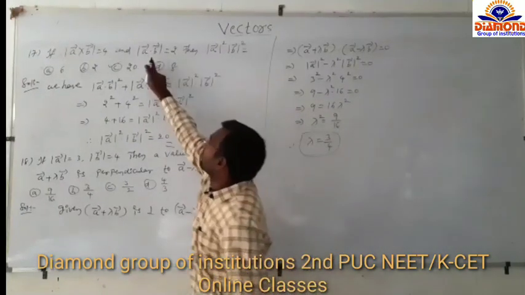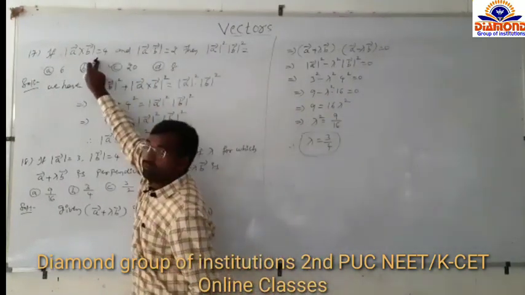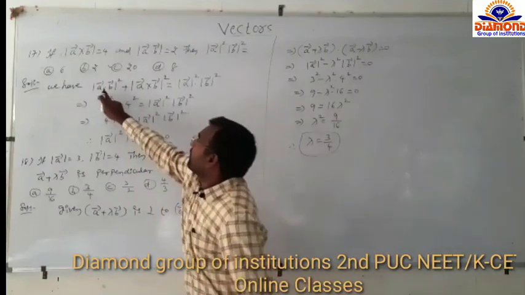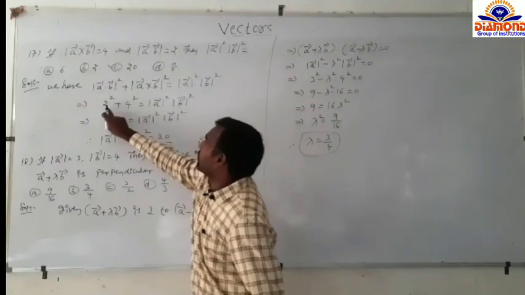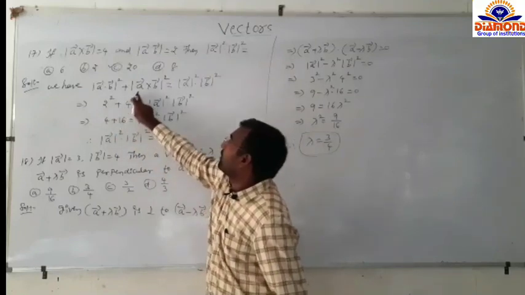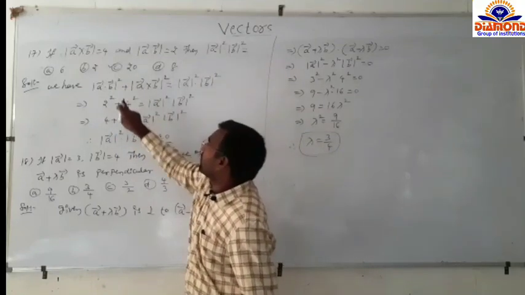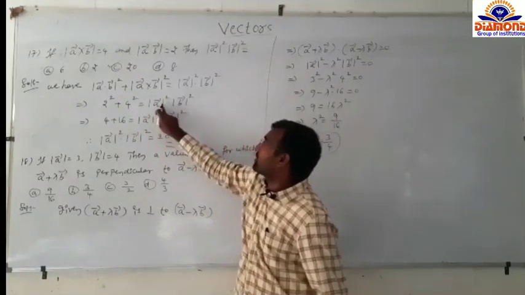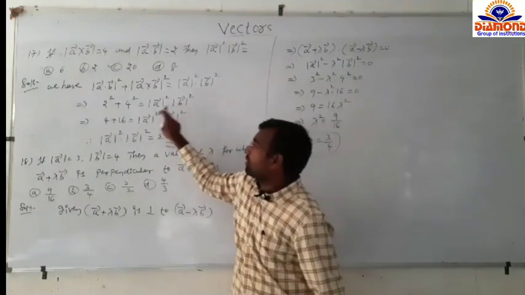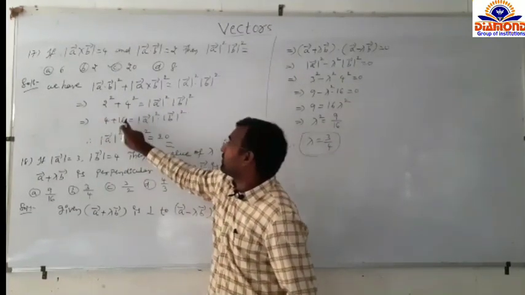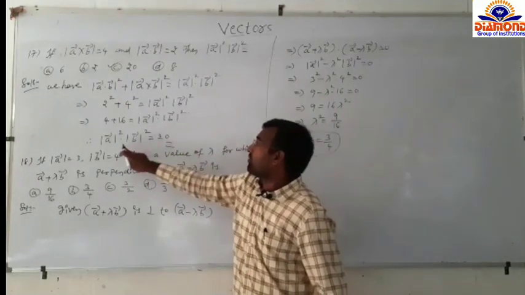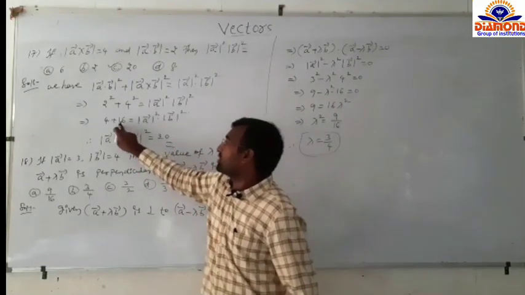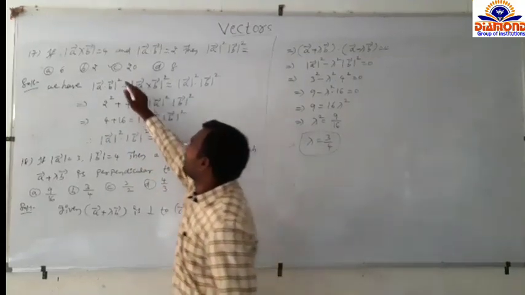Already values given: dot product value 2, cross product value 4. Substitute values. Modulus of A dot B whole square, in the place of A dot B you can substitute 2. So 2 square plus A cross B modulus value 4, so 4 square equal to mod A square into mod B square. So 2 square value 4, 4 square value 16, equal to mod A square into mod B square. So mod A square into mod B square equal to 16 plus 4 is 20. So option C.